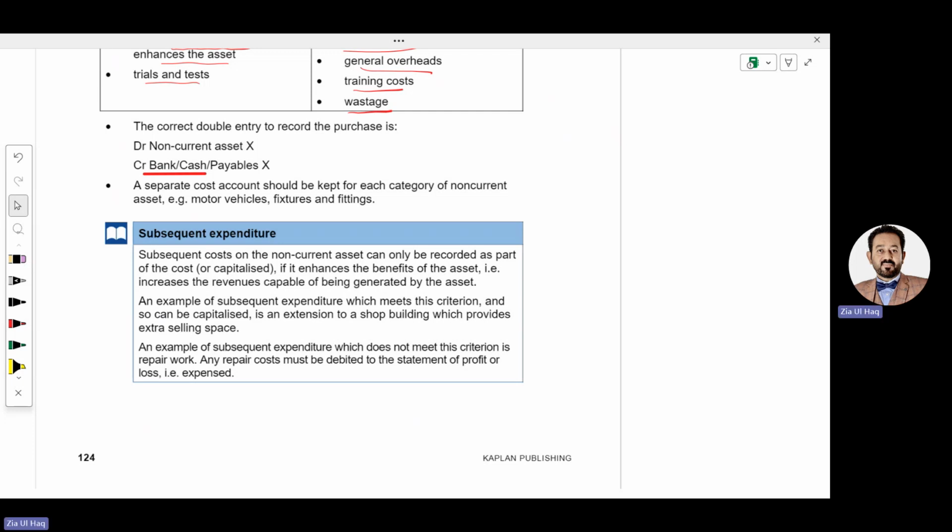So subsequent cost on non-current assets can only be recorded as part of the cost, meaning capitalized, if it enhances the benefit of the asset, meaning the earning of the asset, i.e. increases the revenue capable of being generated by the asset. An example of subsequent expenditure which meets this criterion and so can be capitalized is an extension of a shop building which provides extra selling space, building a new room.